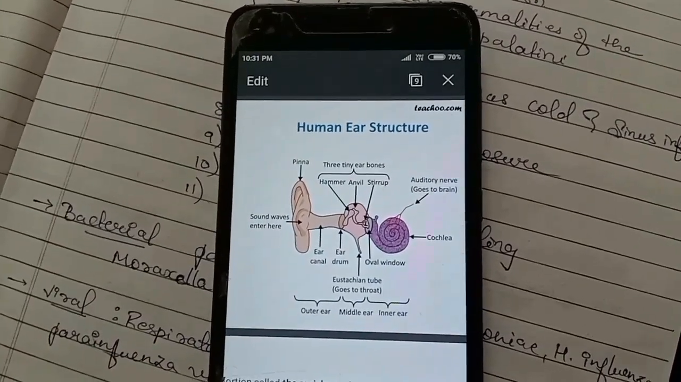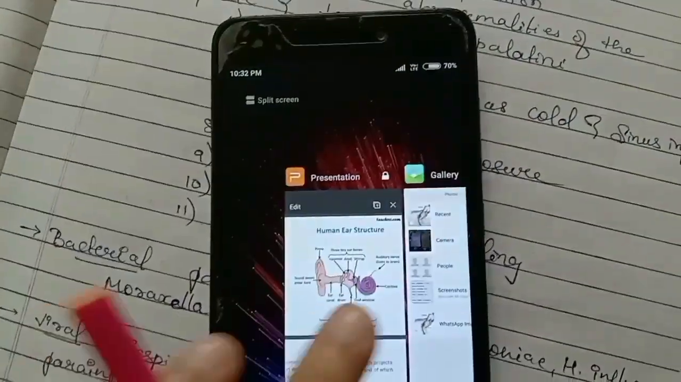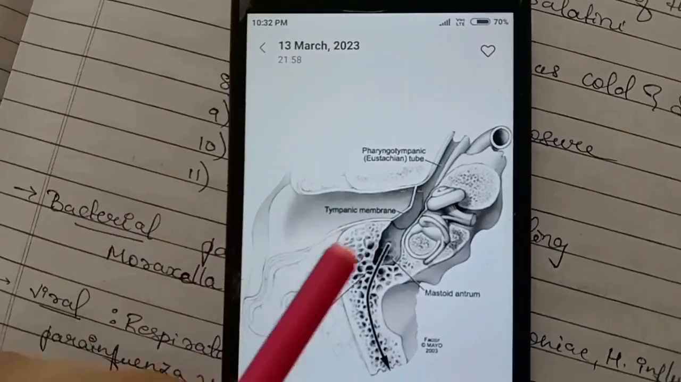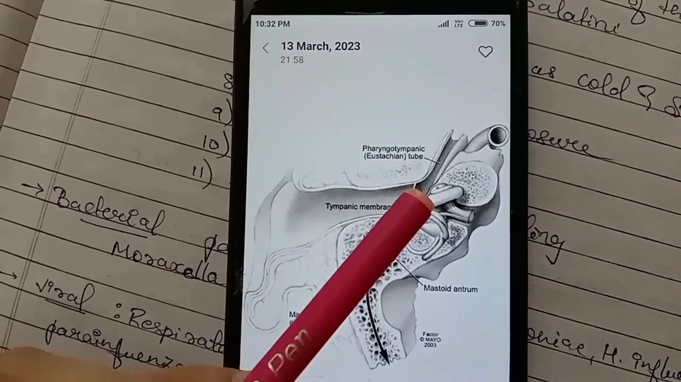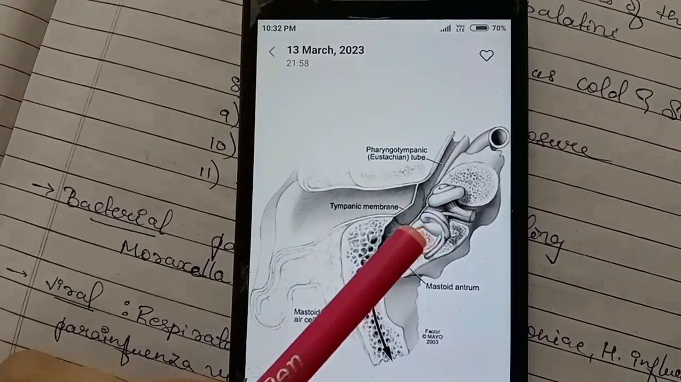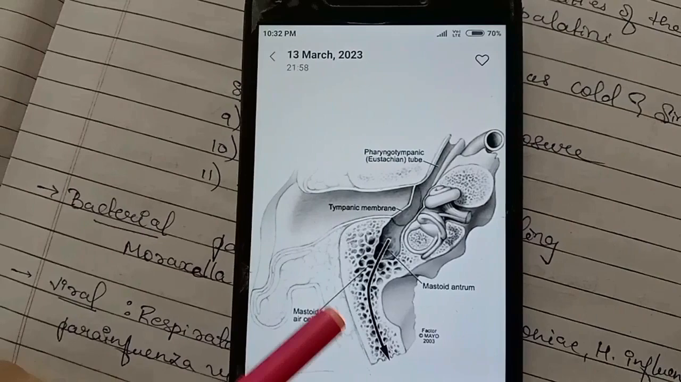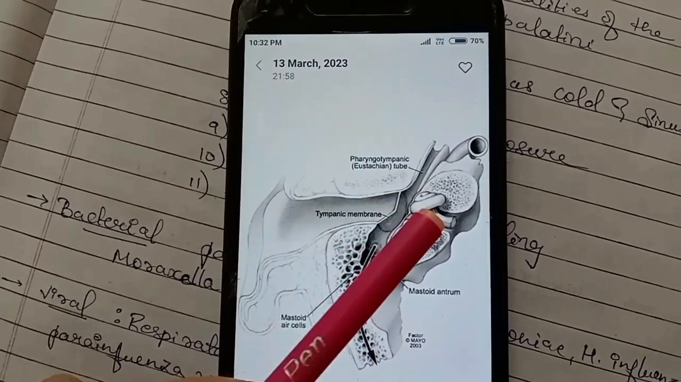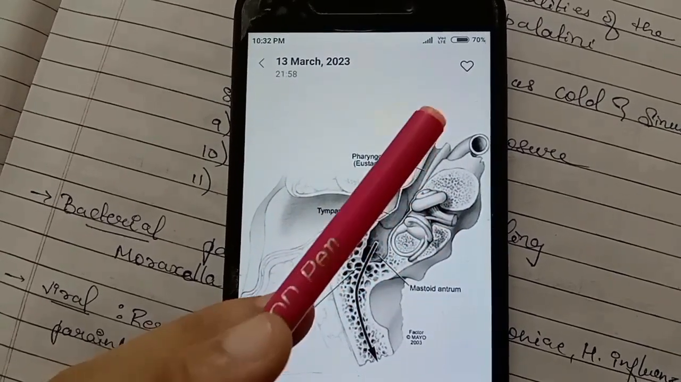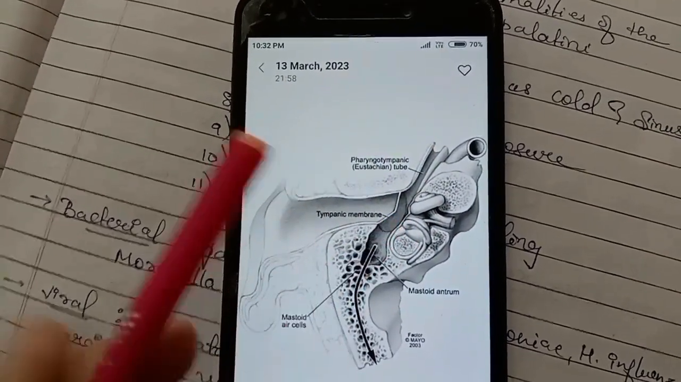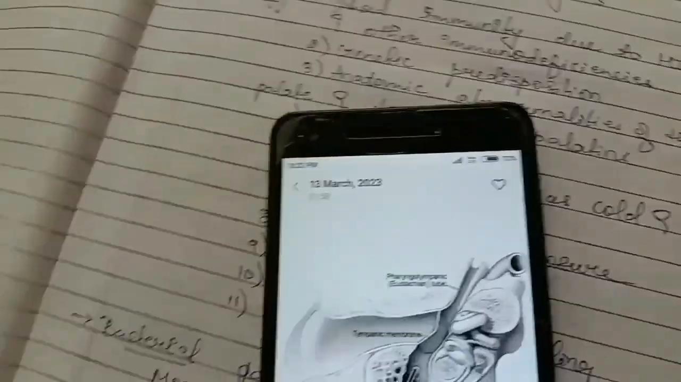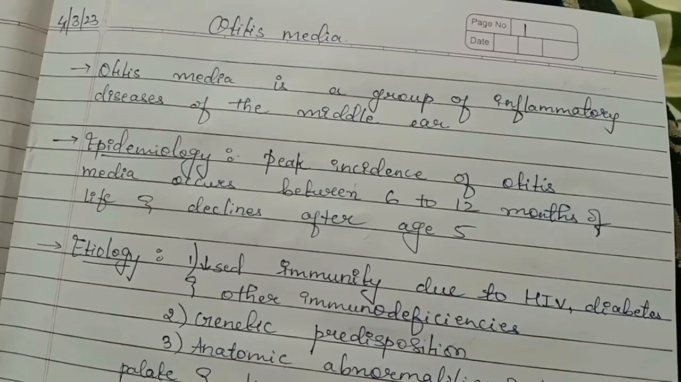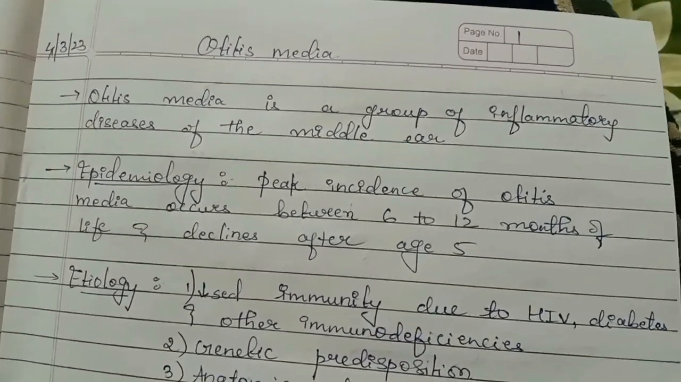Let me show this by figure. Here, this is the posterior wall. Here is the mastoid antrum, and these are the mastoid air cells. So this forms the posterior wall of the middle ear, and this is the middle ear. This is the anterior eustachian tube, and this one is the tympanic membrane. So this anatomy is completed.